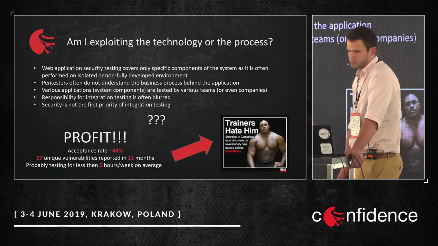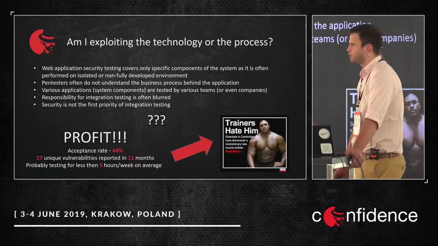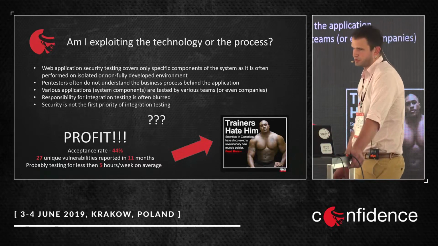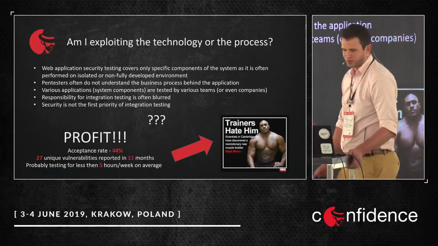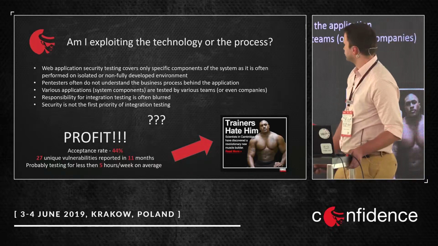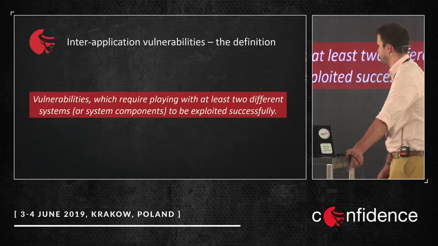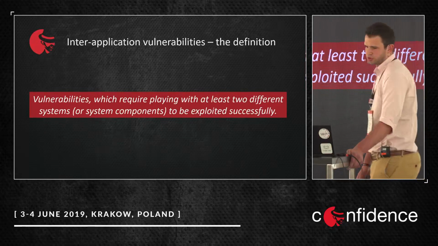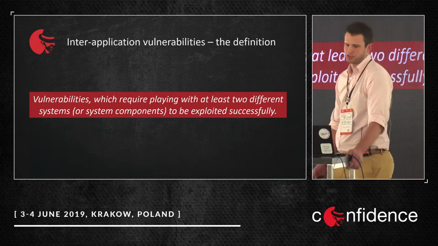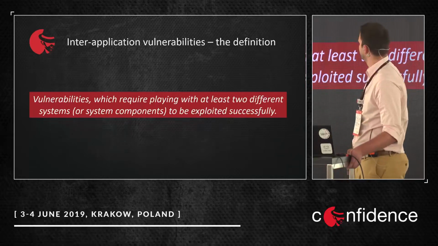Just to give you brief information about the systems which were in scope, these were the publicly available applications of some major vendors, major companies. So it may look a little bit like a fishy advertisement, like "he found one weird trick," but yeah, that's true. Speaking about the definition, that's the definition which I created myself for the sake of this presentation. If we are speaking about vulnerabilities which require at least 2 different systems or system components to be exploited successfully, we are speaking about inter-application vulnerabilities.